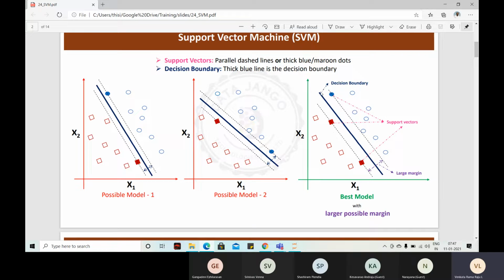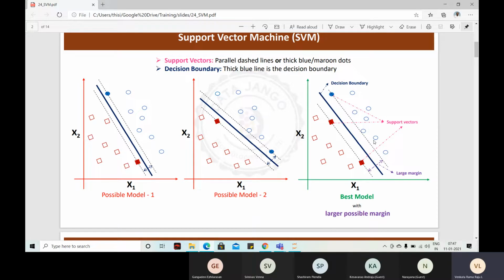Based on support vectors, it will do a decision boundary parallel to the support vectors. So it will always choose this one. I just tried to show the difference between different support vectors. When the support vectors are changing, the angle of the decision boundary is changing. Depending on the angle, the predictions will be more accurate.